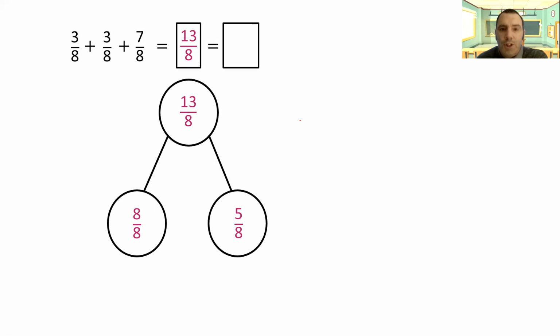So just to show you, I've got 13/8 as my whole. I'm taking 8/8 away. So my denominators are the same. I just need to do 13 take away 8. That will leave me with my 5/8.